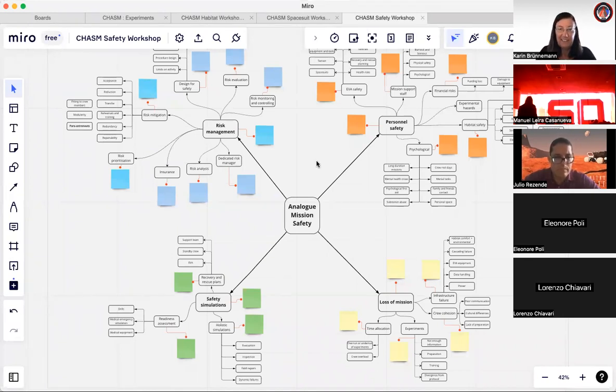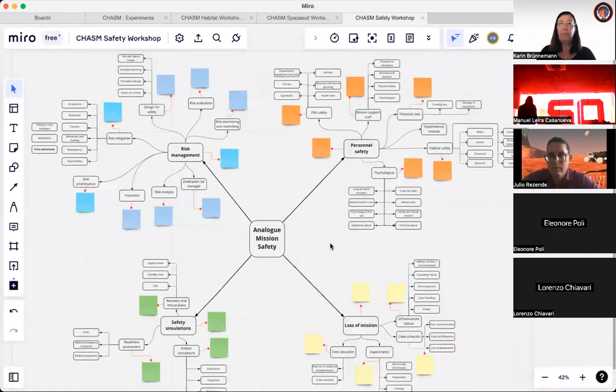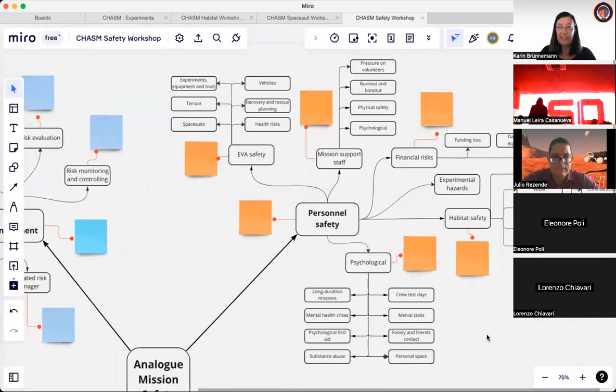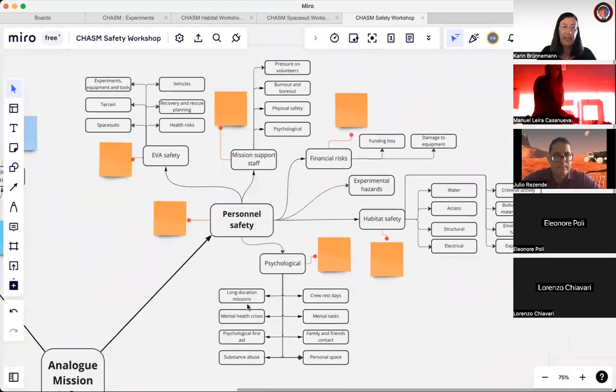And I would suggest to start actually with the topic of personnel safety, which is, of course, of utmost importance during analog missions. We need to ensure that the astronauts, analog astronauts, and also the mission support team are safe at all times. So as you can see, we have prepared a couple of topics that we would like to touch, but please feel free to add more topics. That's what we're here for.